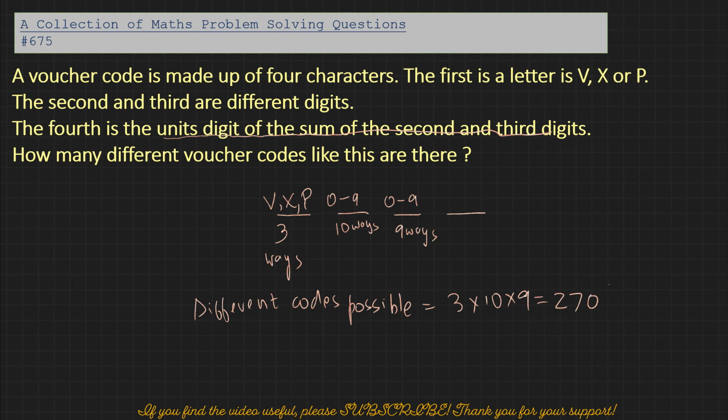So for the fourth place, I can say no arrangements possible. So the different codes possible would only be 3 times 10 times 9, which is 270. So the answer is 270.